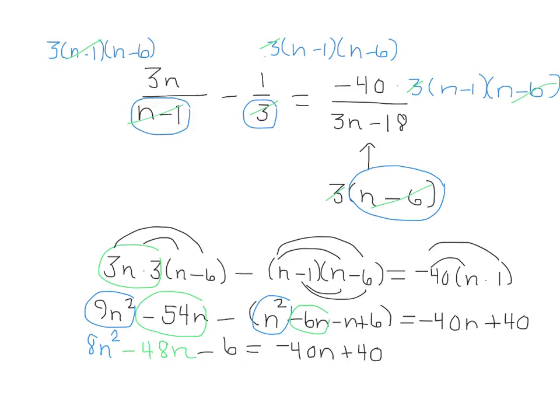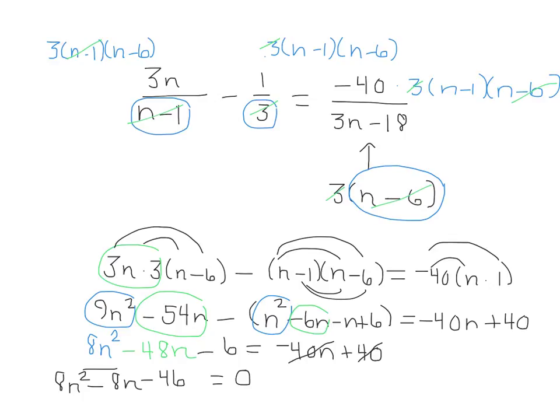So clearly this is quadratic because we can see that our highest degree of any variable is 2. To solve a quadratic equation, we need to get it equal to 0. So I'll bring everything over to the left side of the equal sign. I'll have to add 40n to both sides, which gives me negative 8n on the left. And I'll have to subtract 40 from both sides, which will give me negative 46 on the left, and 0 on the right.